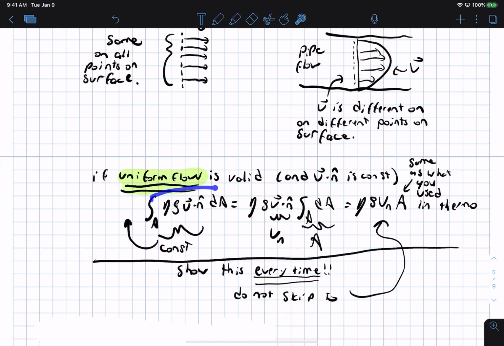If you're finding the flow rate through a surface, I want you to start from the generic definition. If you're finding m dot, you don't need to show what eta is. You can just say rho v dot n hat. But I expect you to say, look, these terms are constant, I can pull them out. If I pull them out, then I get eta times rho v dot n hat times the integral over area dA. And then I want you to show how you went from here to here every single time.